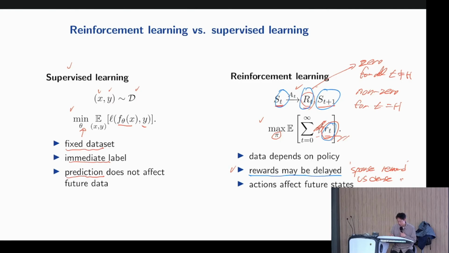And actions, yeah, I already said this, affect the future states. Depending on which action you execute, your transition is affected. So think about autonomous driving. You are turning a corner on a mountain path, and there's a cliff behind you. And if you go straight, you're going to fall off the cliff, and you're not going to be able to collect more data because you're dead. So which action you execute affects which data you collect.